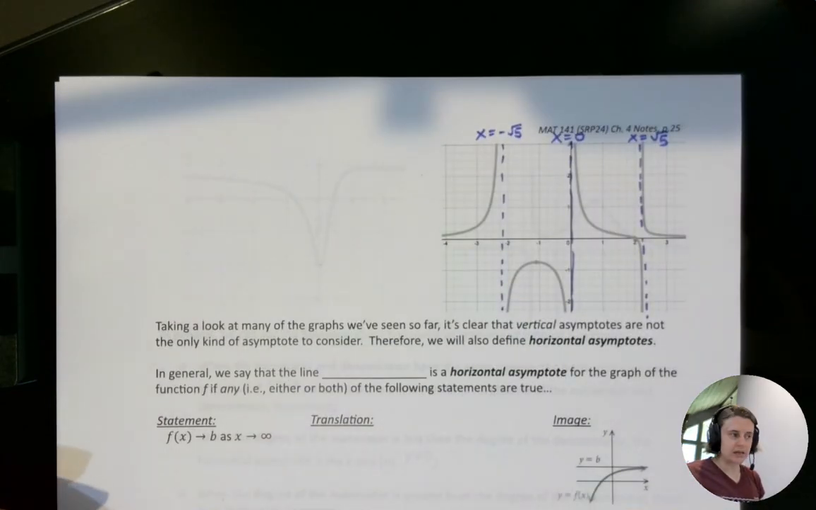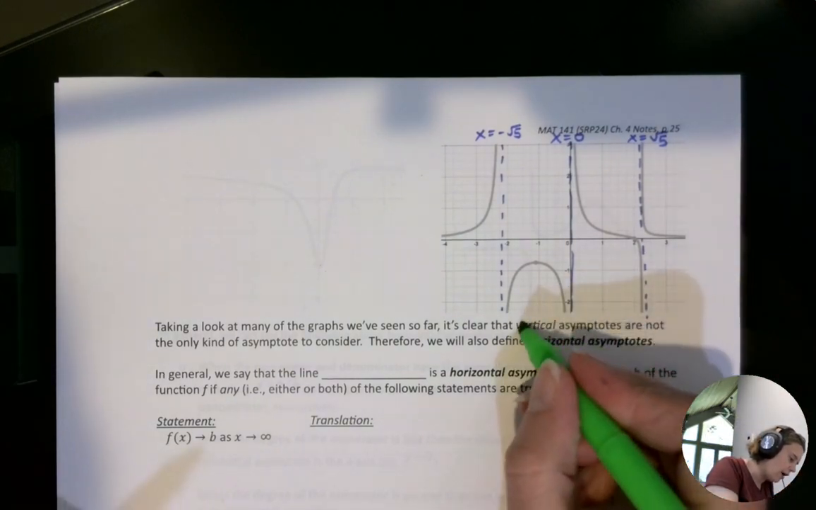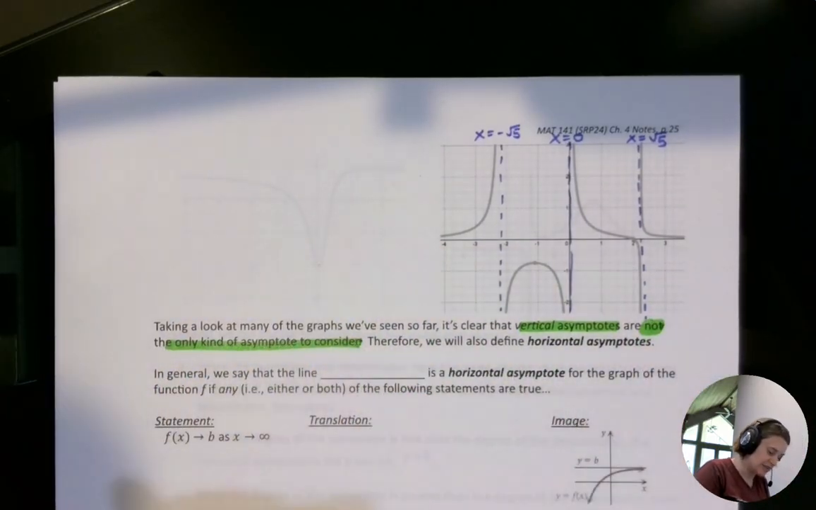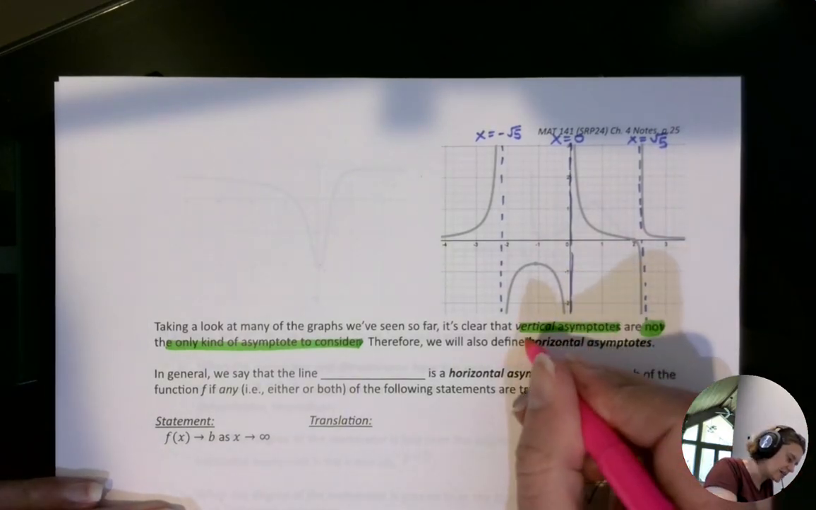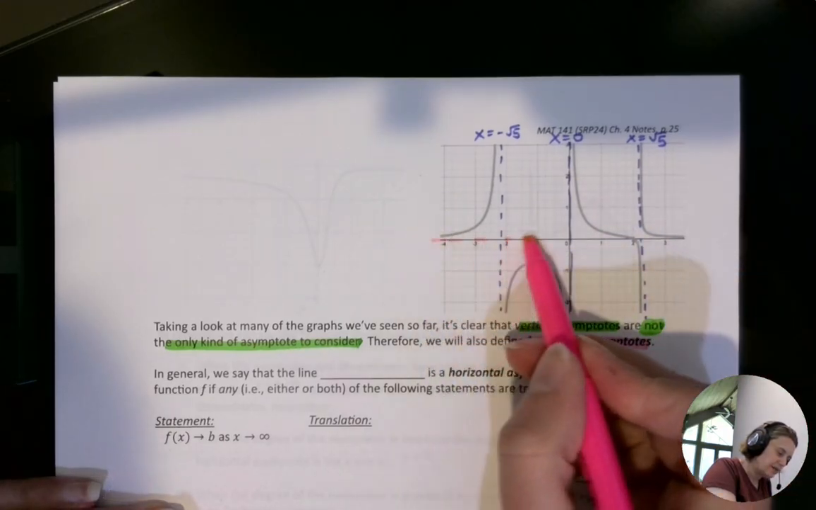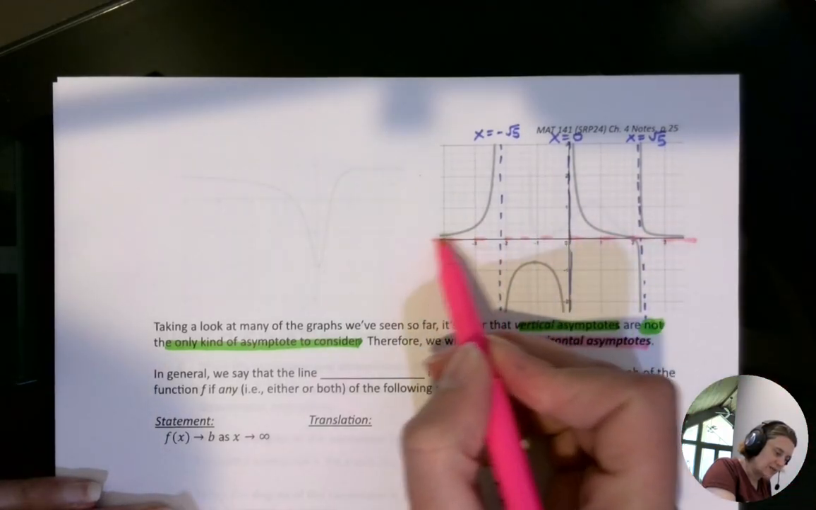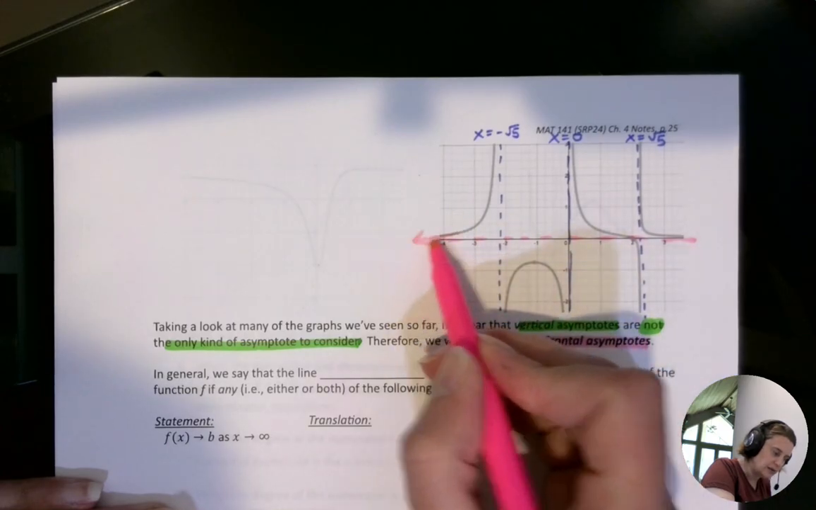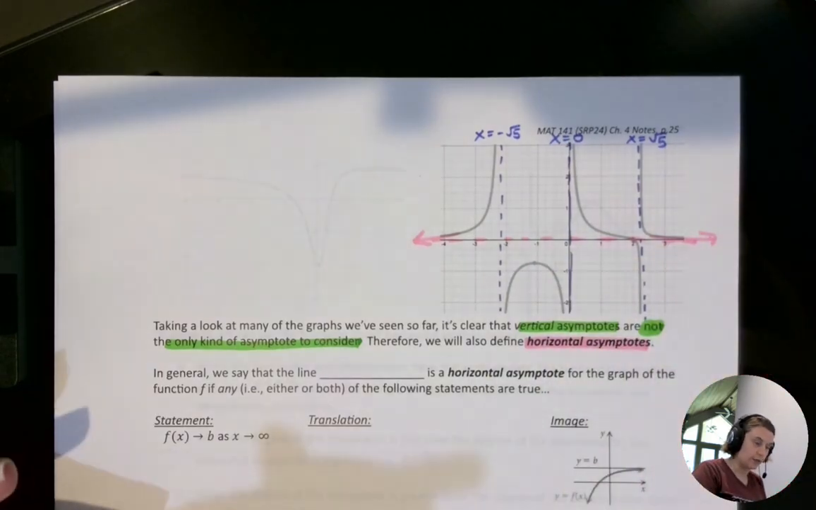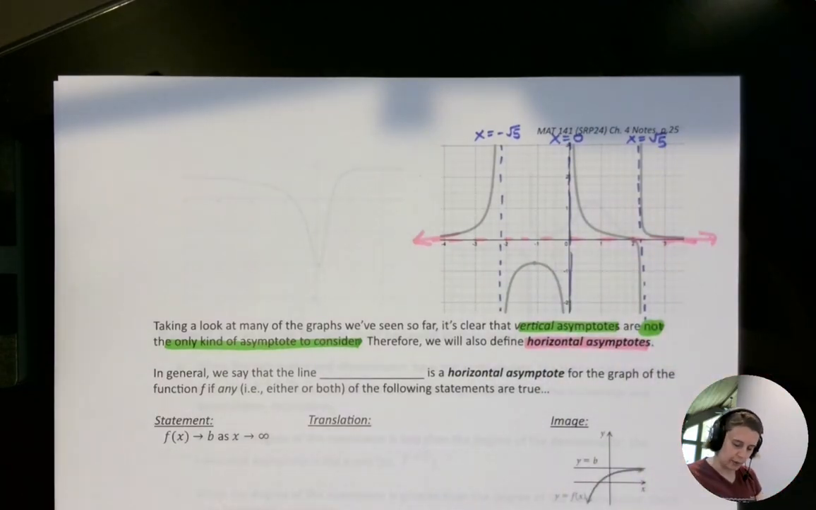All right, so let's continue. Taking a look at many of the graphs we've seen so far, it is clear that the vertical asymptotes are not the only kind of asymptotes to consider. Therefore, we also need to define and discuss the horizontal asymptotes. So this graph, for example, seems to have a horizontal asymptote here, as these ends seem to be approaching that central value on both left and right sides. So we're going to talk more about those coming up next.